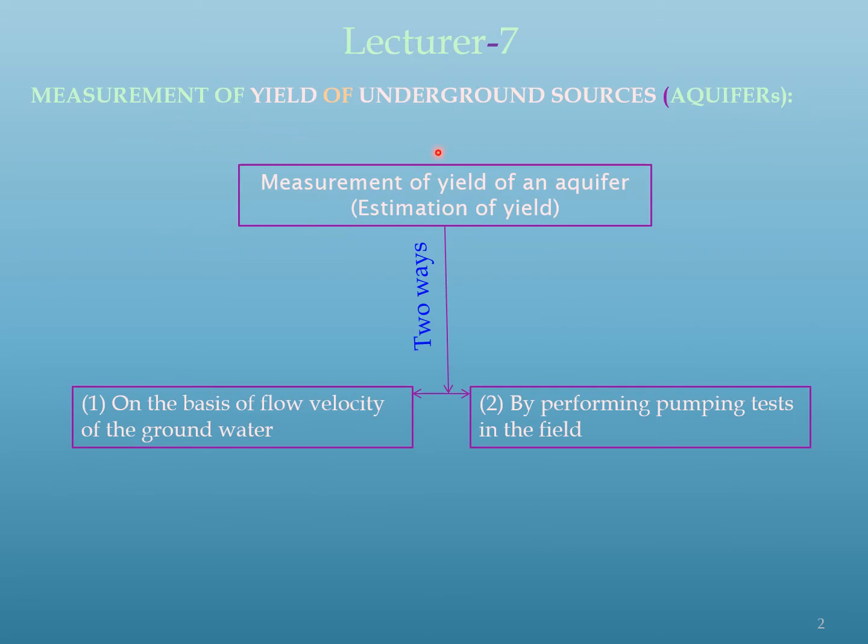Measurement of yield of underground sources. The yield of an aquifer is estimated in the following two ways. One is on the basis of flow velocity of the groundwater, and the other is by performing pumping tests in the field.